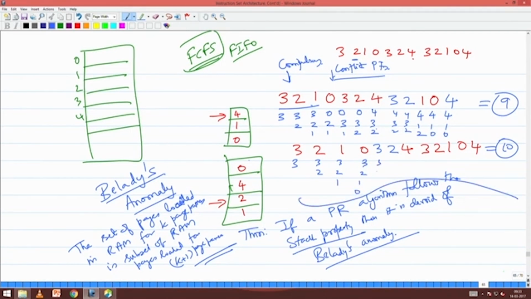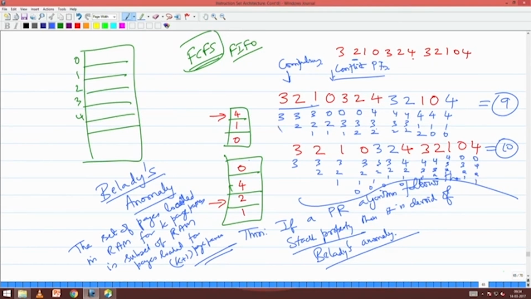So this is 3, 2, 1, 0, 3, 2, 1, 0, 4, 2, 1, 0, 4, 3, 1, 4, 2, 1, 4, 3, 1, 0, 4, 3, 2, 0, 4, 3, 2, 1, 0, 3, 2, 1, 0, 4, 2, 1. Okay.